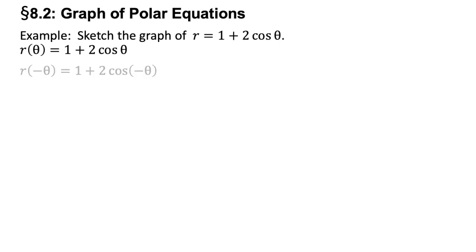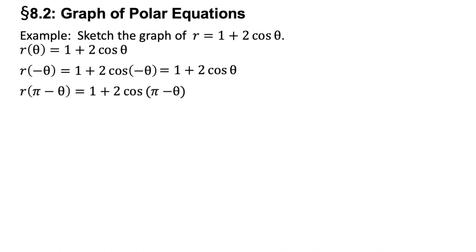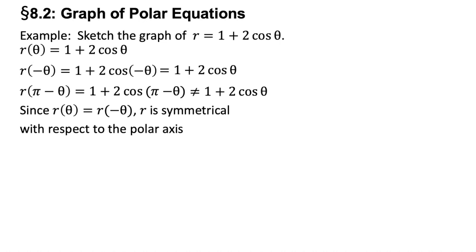By using symmetry, we find r of negative theta equals r of theta, since cosine is positive in the first and fourth quadrants and negative in the second and third quadrants. However, pi minus theta gives angles in the second quadrant first and then the first quadrant, which does not equal r of theta. Therefore, r of theta is symmetrical with respect to the polar axis.